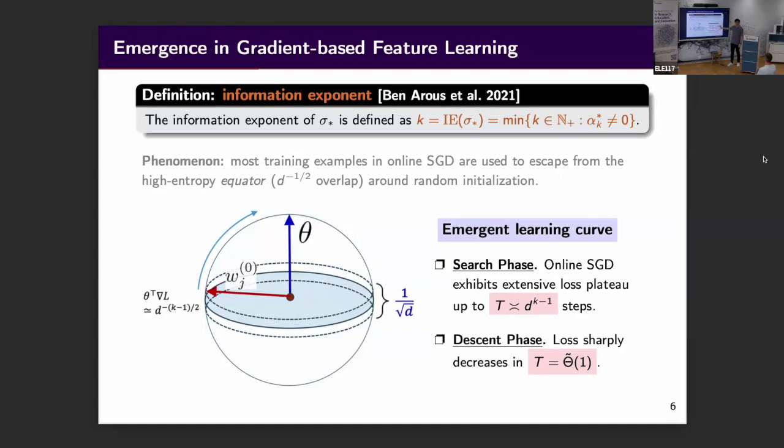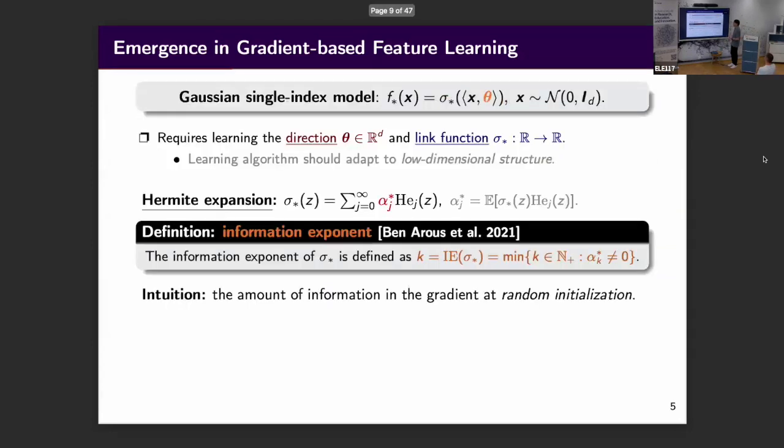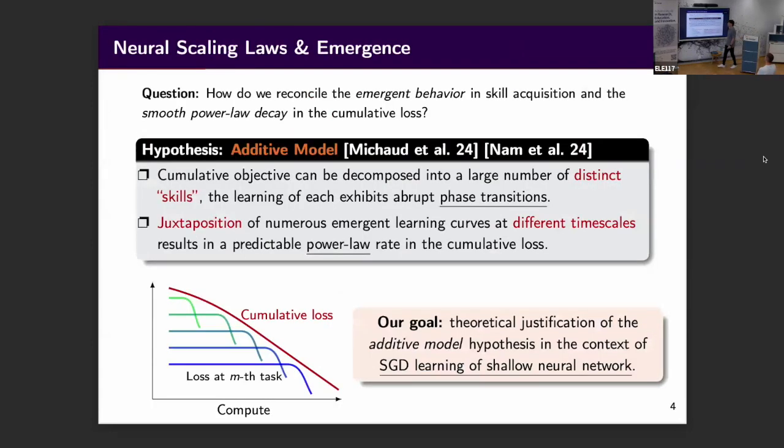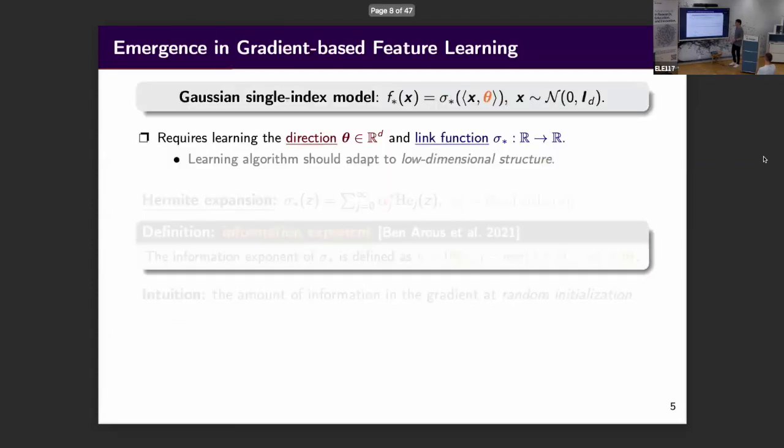Okay, so this is an example of an emergent risk curve where you spend poly d steps in this initial plateau where the loss doesn't drop, and then the loss drops sharply at the end. Does this make sense? So this is an example of emergence. And now, if you remember, this additive model thesis states that the overall scaling law is basically a sum of a bunch of individual emergent curves.